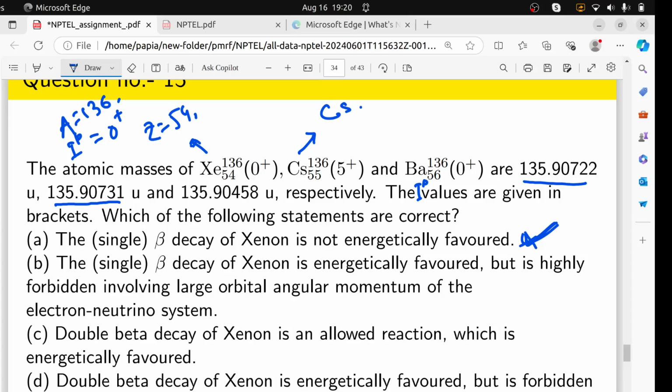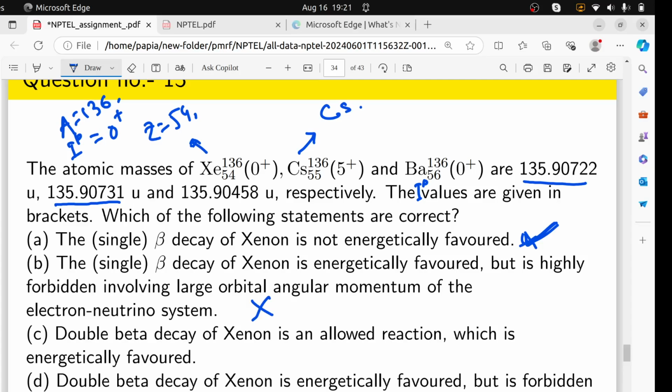Okay. Now coming to the second option. The single beta decay of xenon is energetically favored but is highly forbidden, involving large orbital angular momentum of the electron neutrino system. First of all, you understand that it is not energetically favored, as we already discussed. So option B is not correct, because it is saying that xenon is energetically favored with a single beta decay. We will not think about the other part also, because the first part is already wrong.